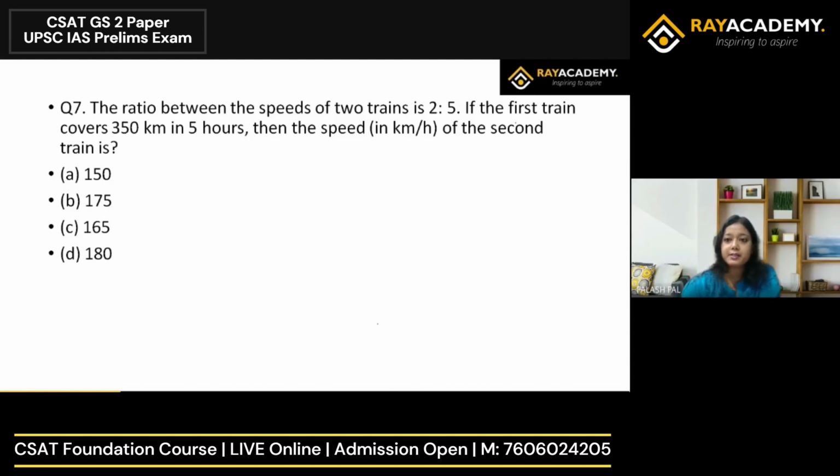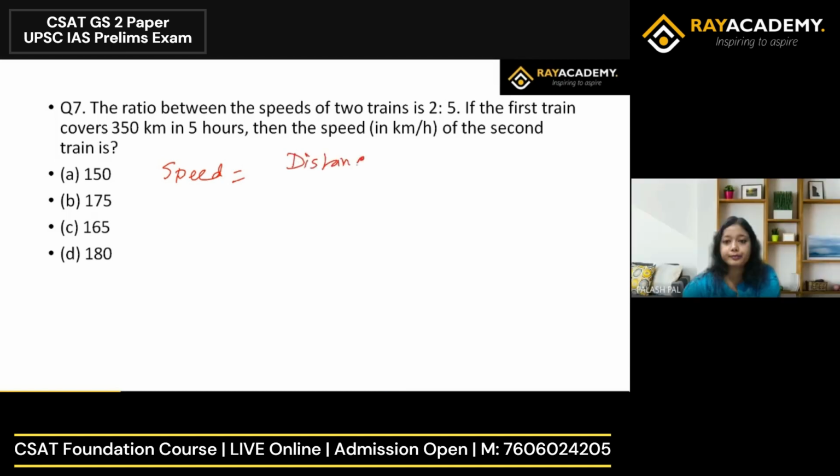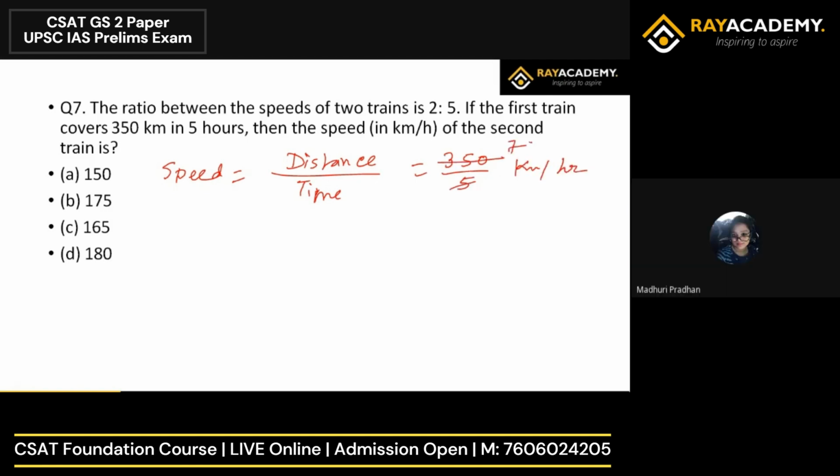What is this fast train speed? Speed is equal to distance by time, that is the formula. Very good. So 350 by 5. That means kilometers per hour. 70 per hour.